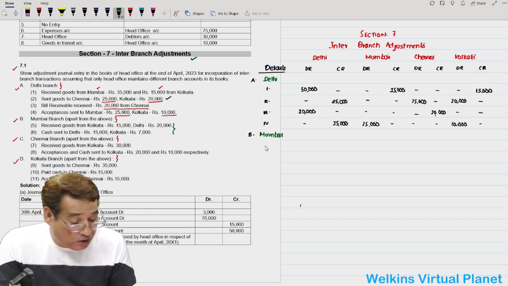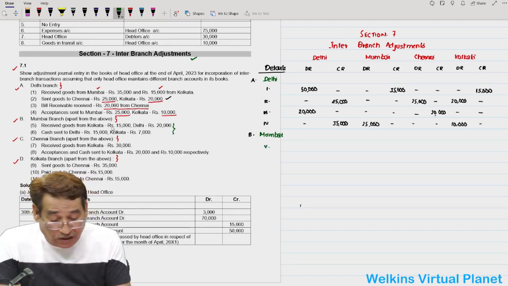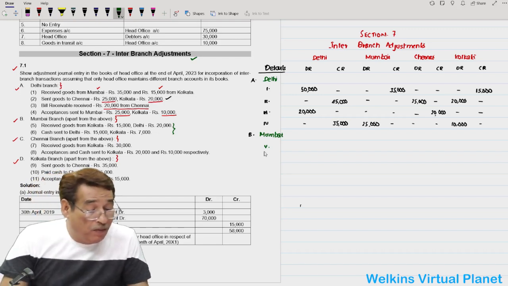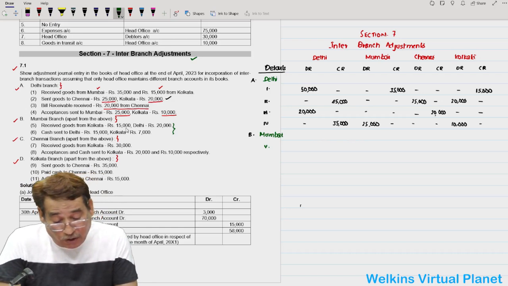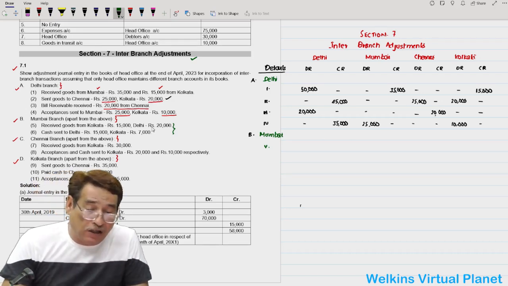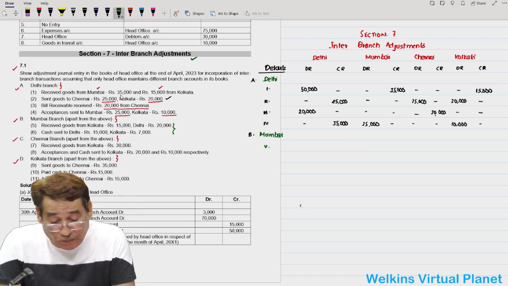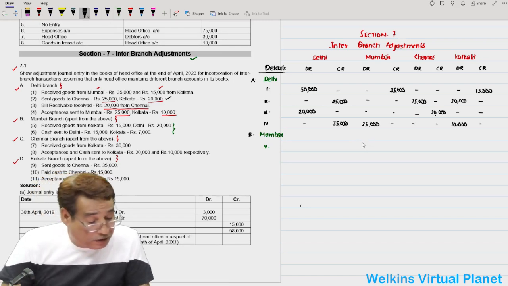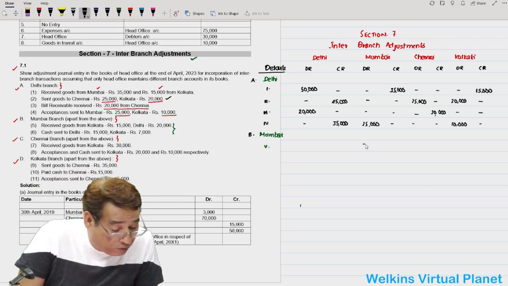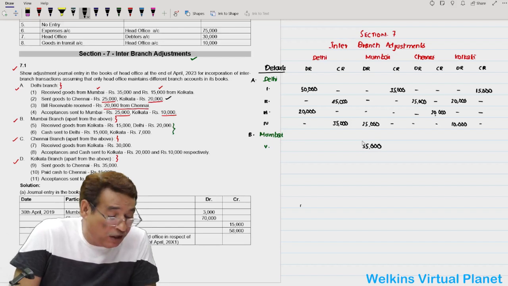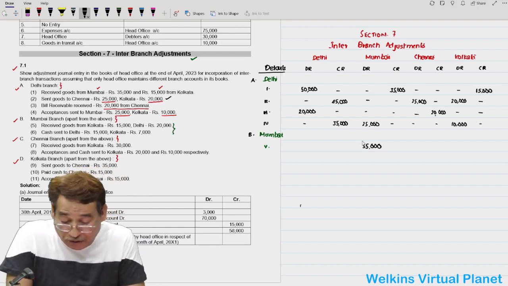However, I will write transaction 5. Logically, this is the first transaction of Mumbai branch. Receives goods from Kolkata 15,000 and from Delhi 20,000. Mumbai branch is receiving the goods, total 15 plus 20. That means 35,000 worth of goods have been received by Mumbai branch. So, I will write here 35,000 on the debit side of the Mumbai branch.